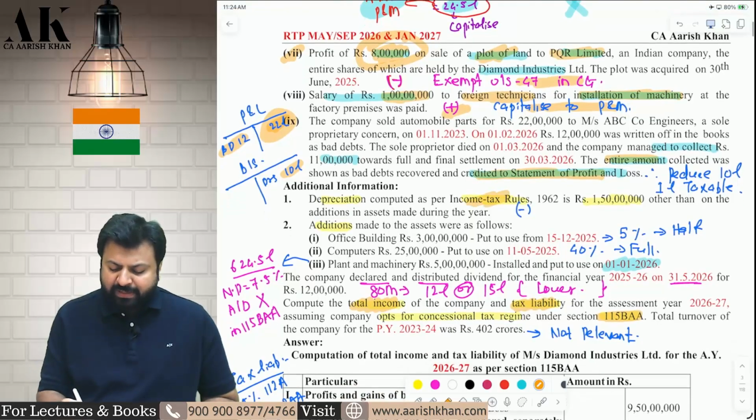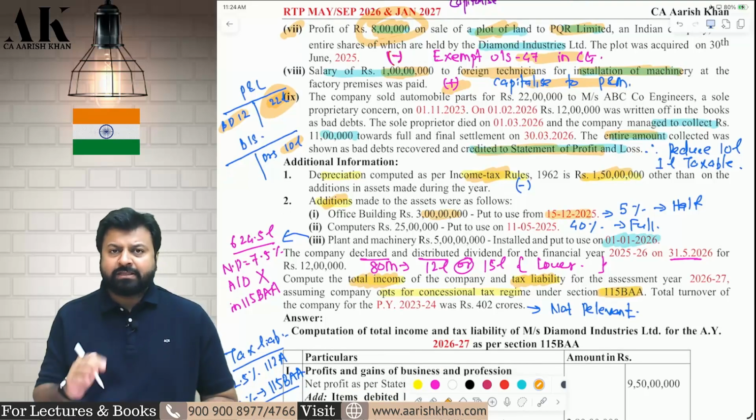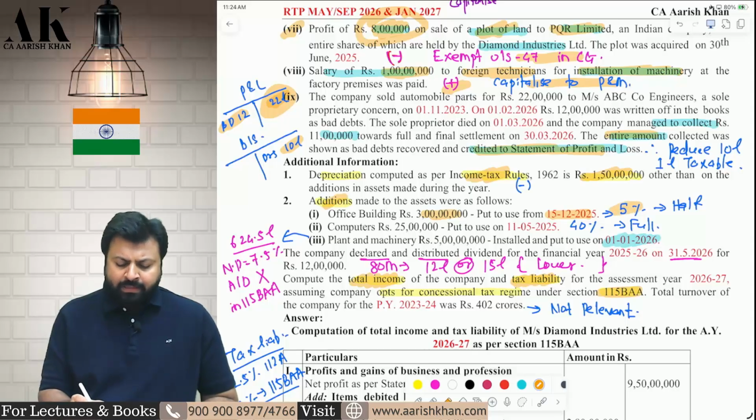Next one, depreciation as per income tax, 1 crore 50 lakhs reduced. Then some additions have been made to fixed assets. Building, which is purchased on 15th of December. Therefore, half depreciation because it is used for less than 180 days, 5% will be allowed. Computer, purchased and put to use on 11th May, full depreciation 40%.